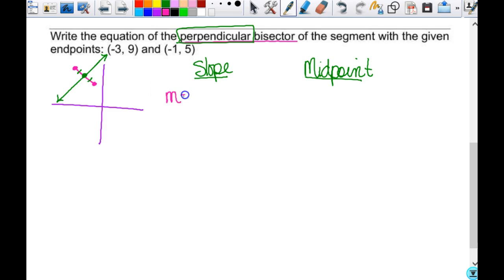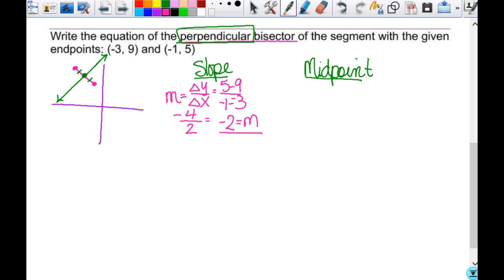So my slope is delta y over delta x. And so that is 5 minus 9 over -1 minus a -3. So that's going to give me -4 over what? 2. So that gives me a -2. That is the slope. Right?